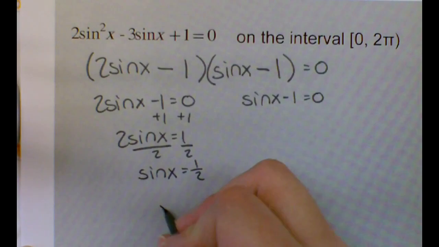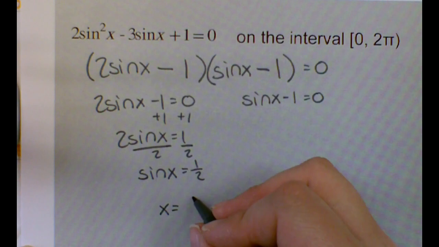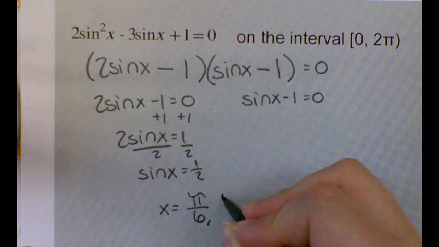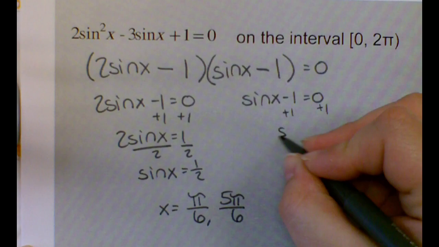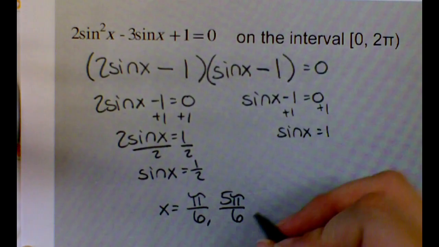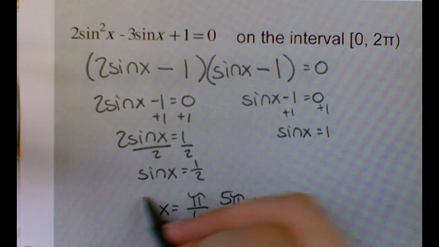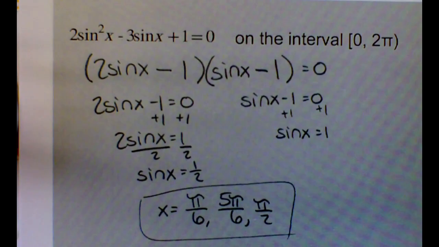Where is the sine of x 1/2? That's pi over 6 and 5 pi over 6. Add the 1 here. Where is the sine of x 1? That is pi over 2. So those are my answers.